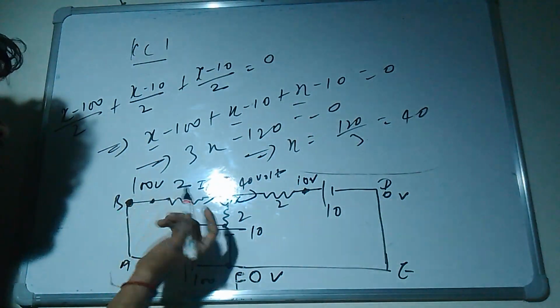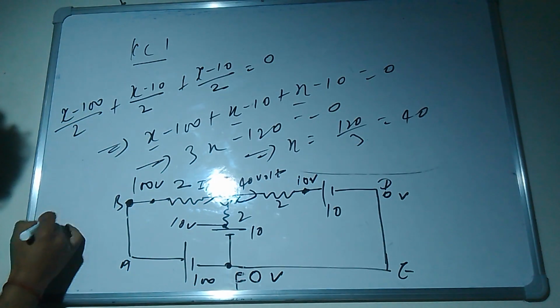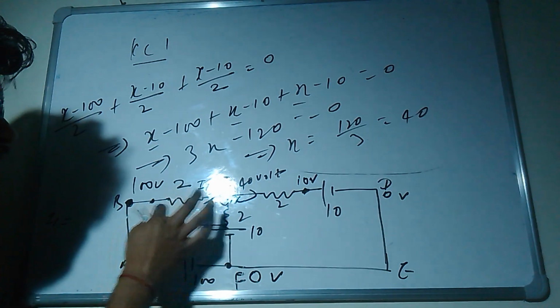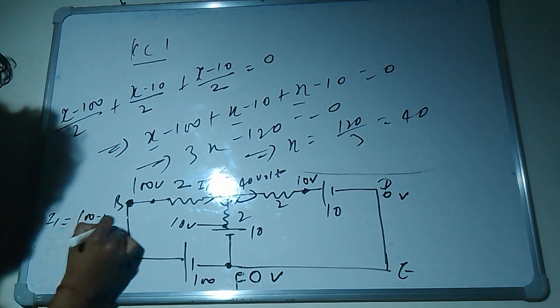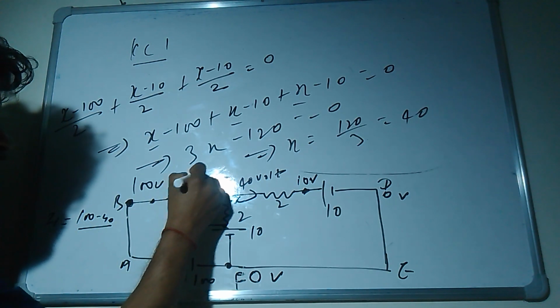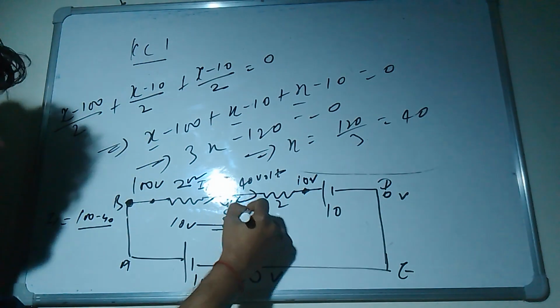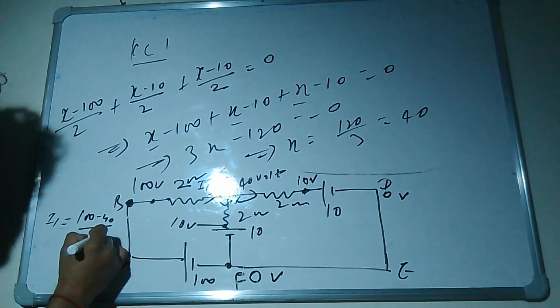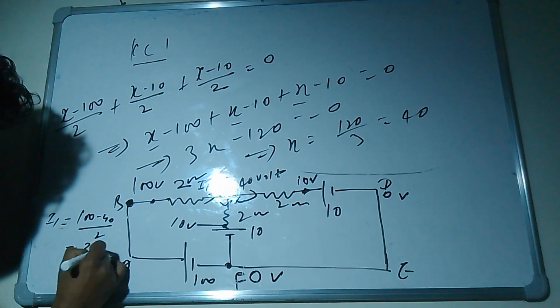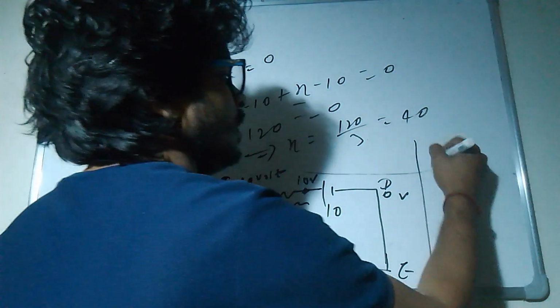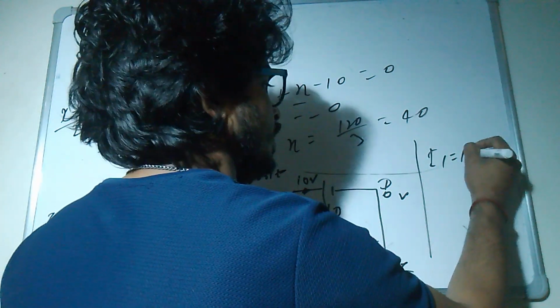So what is current I1? I want to find out current I1. So 100 minus 40 volt, this is 40 volt. So 100 minus 40 divided by the resistance, 2 ohm. All resistances are 2 ohm. This is 2 ohm and this is 2 ohm. So just divide by 2. So 100 minus 40 is 60, by 2, 30 ampere. So I1, I'm writing here the current. I1 is 30 ampere.